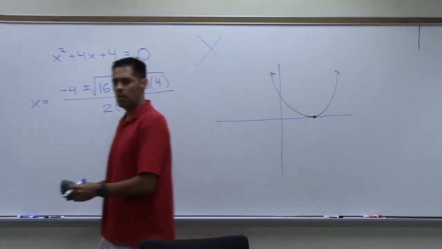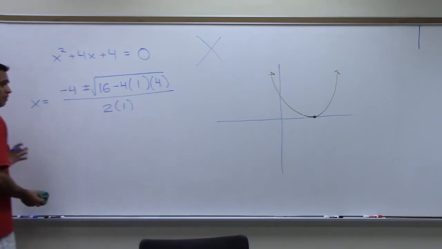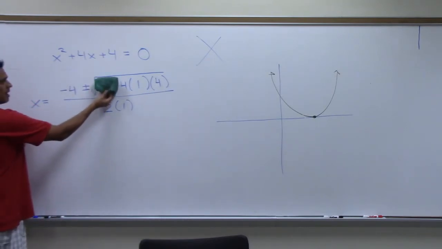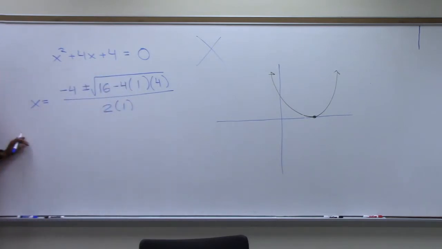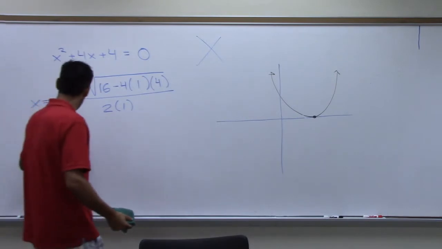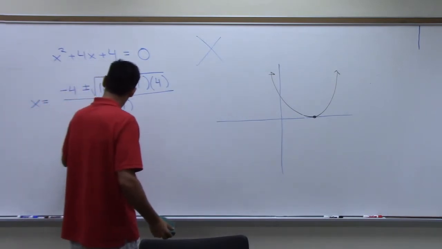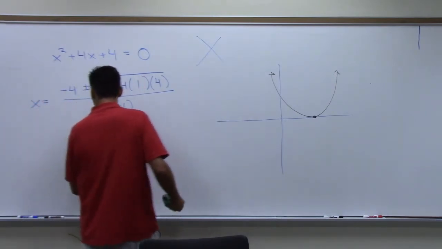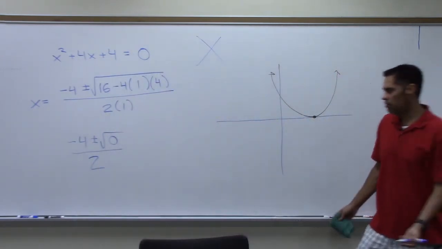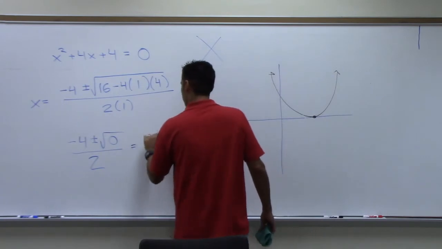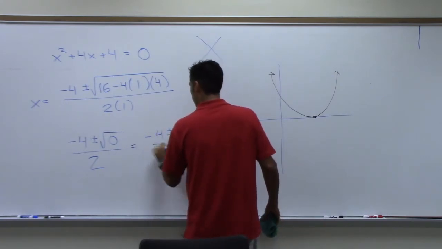Do y'all see the interesting part? I don't know if it's interesting. Do you see the difference? What's different here? When you cover that up, what's 4 times 1 times 4? 16 minus 16 is 0. So you're getting negative 4 plus or minus the square root of 0 over 2. What did we say the square root of 0 was? 0. So this is the same as negative 4 plus or minus 0 over 2.